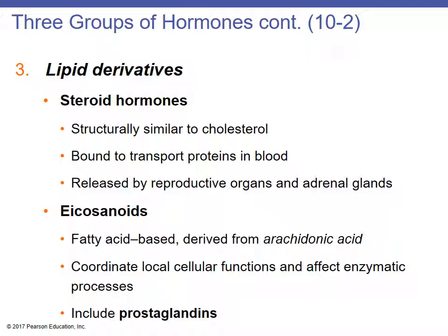And the next ones are the eicosanoids. This is actually a pretty large molecule. These are also based on fatty acids, right? So lipids, and they can relatively easily diffuse through cellular membranes. These are going to affect large-scale enzymatic processes, and they include things like the prostaglandins.